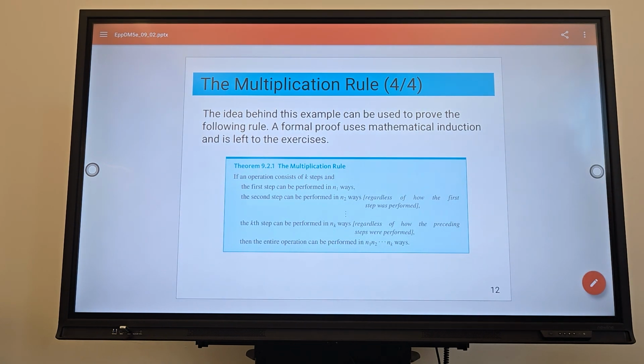The idea behind this example can be used to prove the following rule. If an operation consists of k steps, the first step can be performed in n1 ways, the second step can be performed in n2 ways, regardless of how the first step was performed, and the kth step can be performed in nk ways, regardless of how the preceding steps were performed. Then the entire operation can be performed in n1 times n2 times n3, etc., times nk different ways.